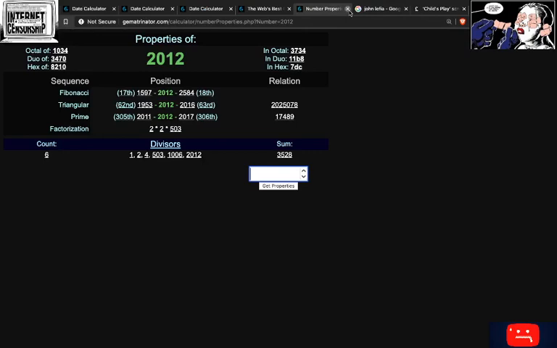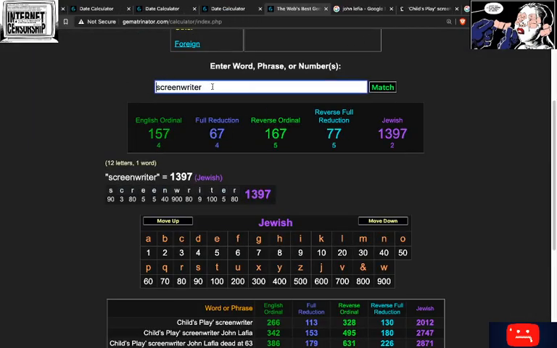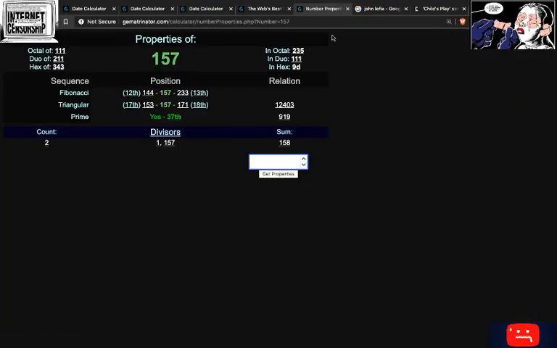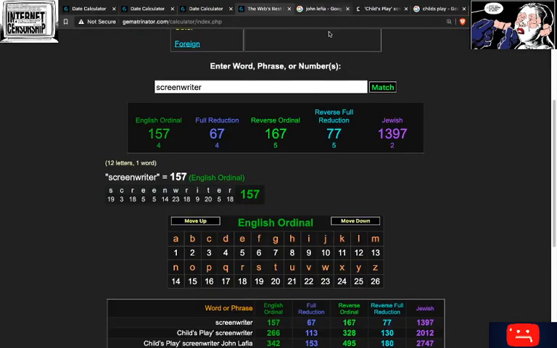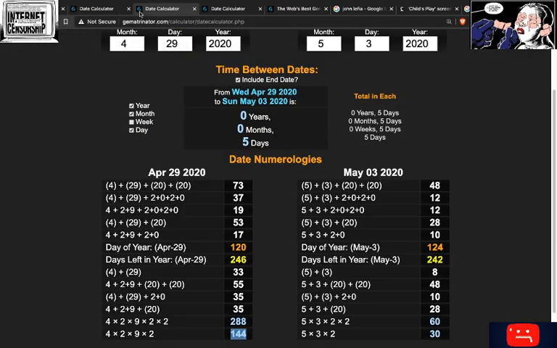Okay. Screenwriter has the 157. 157 is the 37th prime, right? Dead on a 37 date numerology. 67 is the 19th prime. 19 is the 8th prime. 19 is the 8th prime, huh?